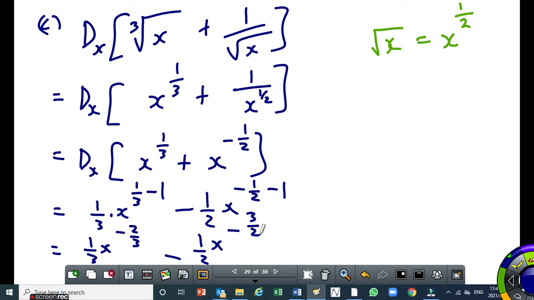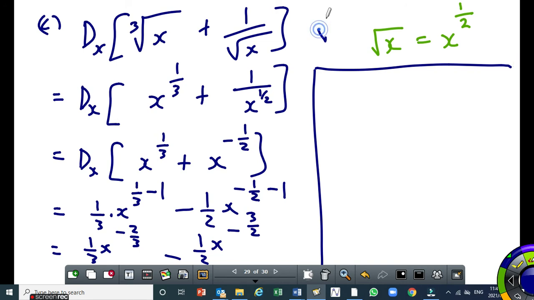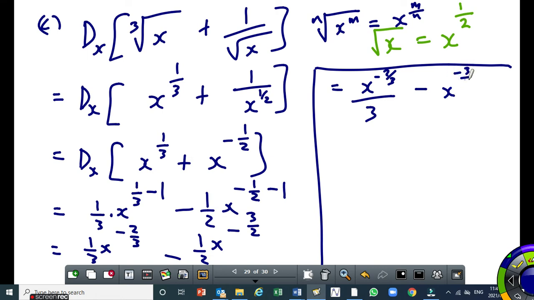Just show me how to remove this. All right. First, you have to know this. The nth root of x raised to the power of m is the same as x to the power of m over n. You have to know that first. I told you about it yesterday. So this 1 over 3 x to the power of negative 2 over 3 here, we can write it further as x to the power of negative 2 over 3, over 3, minus x to the power of minus 3 over 2, over 2.